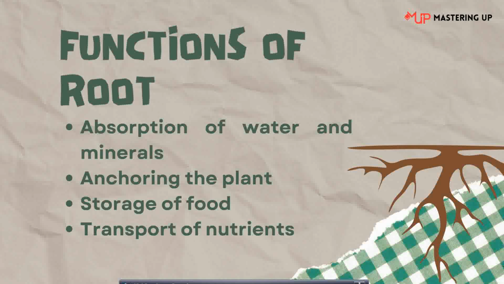And it helps in anchoring or grasping the soil and keeping the plant upright. And storage of food: some of the food that is being produced in the leaf is stored in the root also. And then transfer of nutrients from different parts of the body.